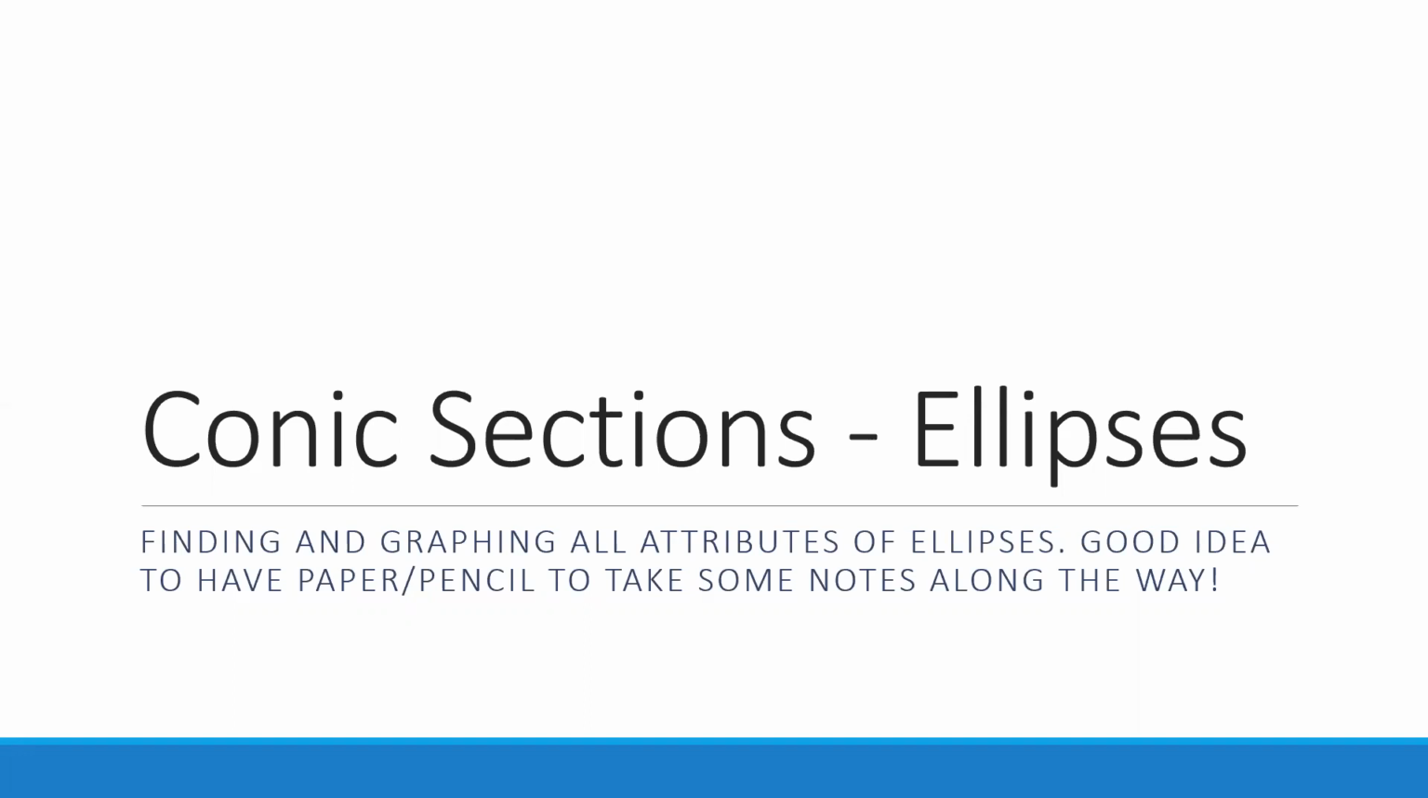Last week we talked about parabolas and finding all the different attributes of parabolas. I'm going to approach this a little bit differently. I had some comments last week that with all the different variables and letters, the way I went through that maybe wasn't the best way. So I'm really going to approach graphing ellipses and finding the attributes of ellipses in a much more graphical way. So you definitely want to get some paper and a pencil.